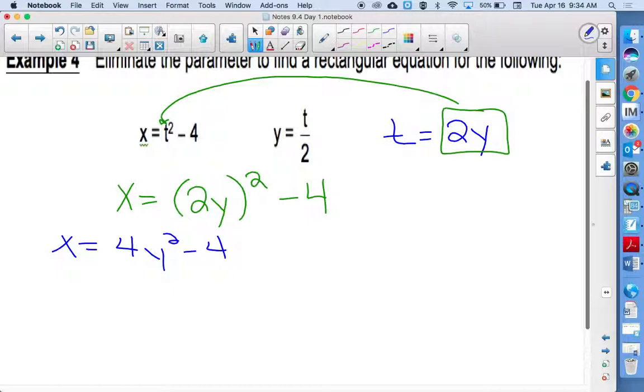Solve for y. Yeah, so we're going to try and graph this. We could try and solve for y. So take the 4 to the other side. So add 4. Divide by 4. So y squared equals x plus 4 divided by 4. And finally, square root it.